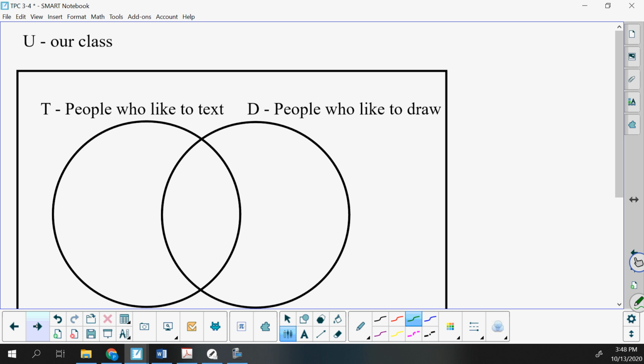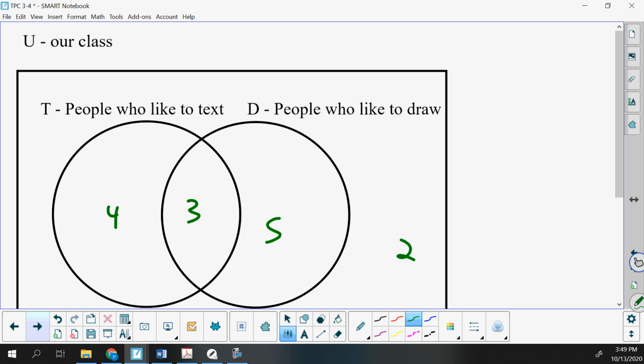So on the other side, again, I would have asked people who like to text, people who like to draw. Let's say we ended up getting 3 here, 4 there, 5 there, and 2 out here. Well, if I asked you how many people like to text and draw, we would say there's 3, because there's only 3 in the middle.